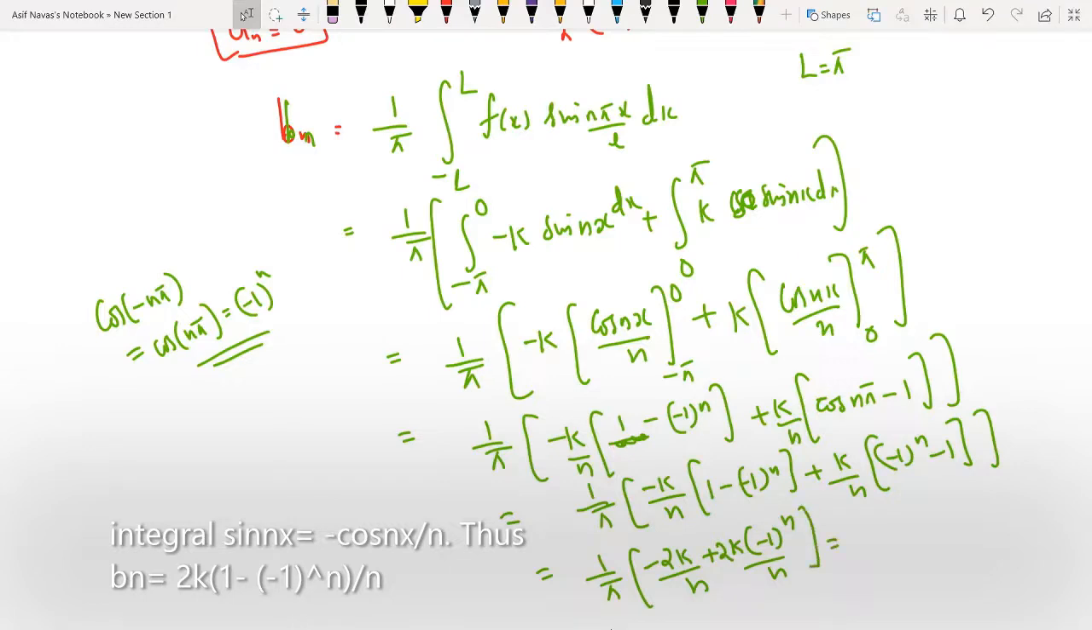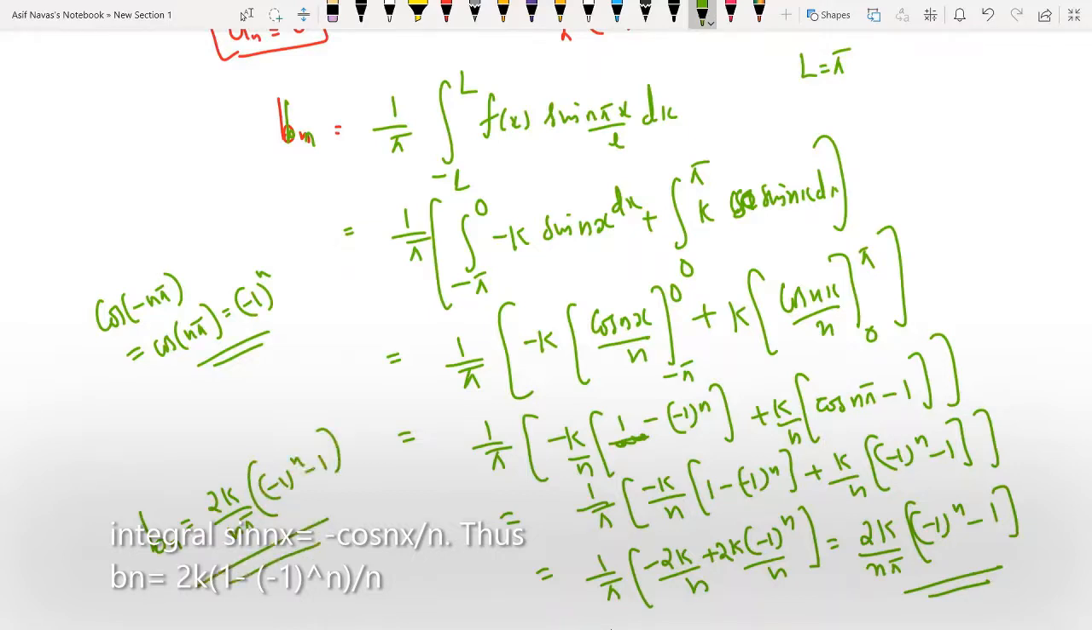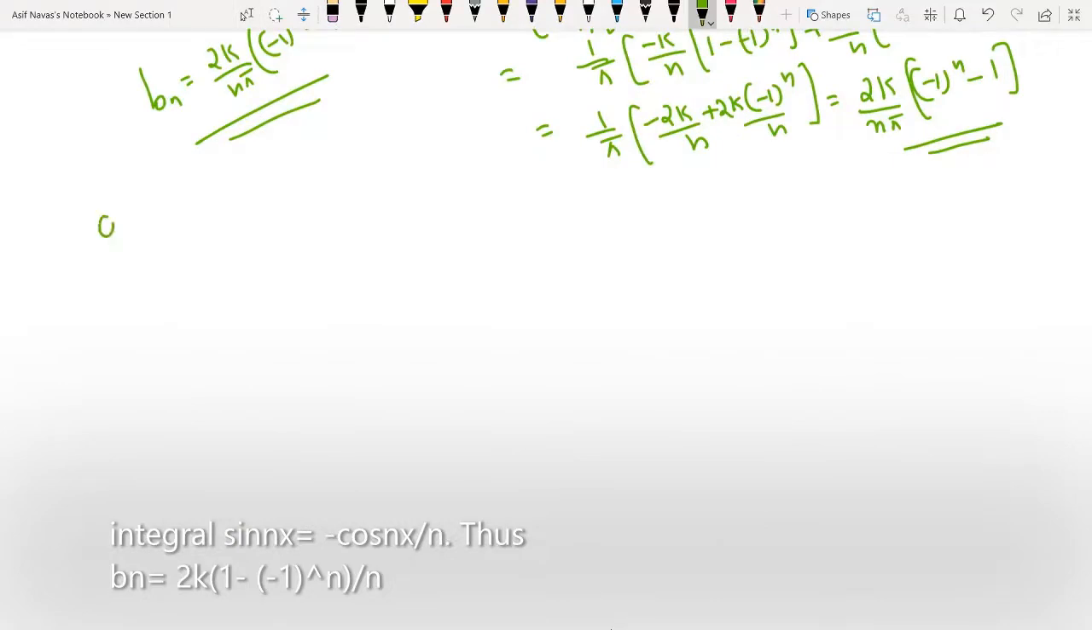So which is equal to, you can take n outside, 2k by n pi into minus 1 power n minus 1. So b n is equal to 2k by n pi, minus 1 power n minus 1. This we get a naught is equal to 0, a n is equal to 0, and b n is equal to 2k by n pi, minus 1 power n minus 1.